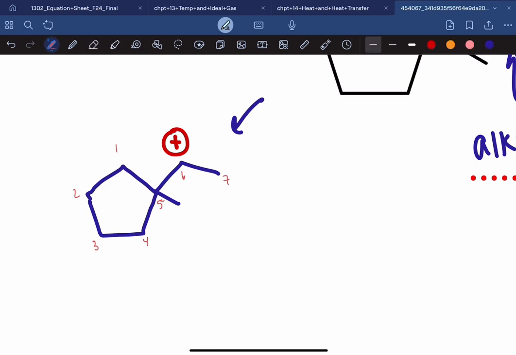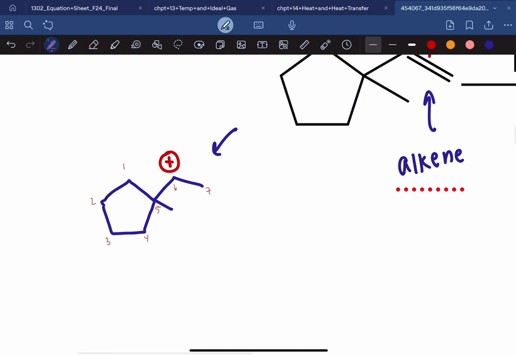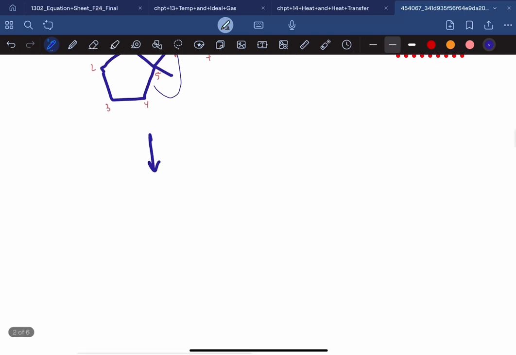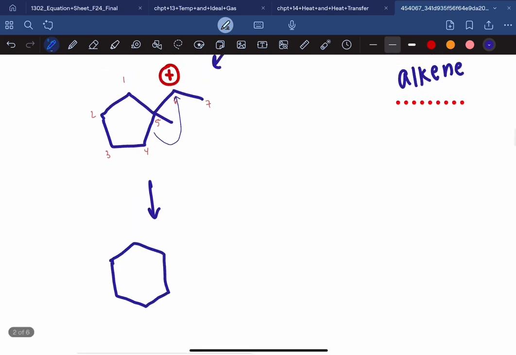So we know we need to make this ring into 6 carbons, and we know there's a plus charge here. So all you got to do is swing open your bond, okay? So let's just swing this here like that, okay? And that's going to make our 5-member ring into a 6-member ring. So just draw your ring. You don't need to worry about substituents right now, okay? Just draw the ring. And then what stayed the same and what changed, right?